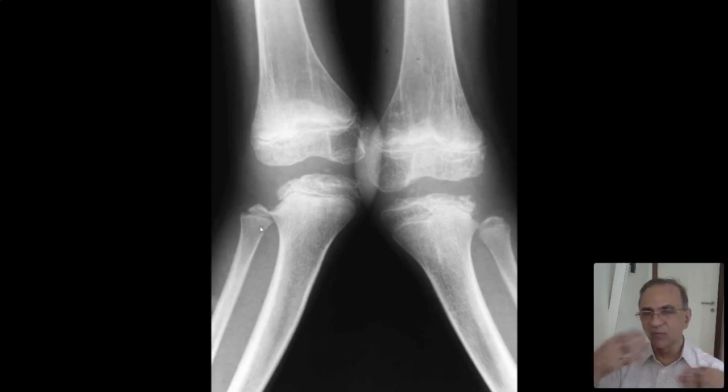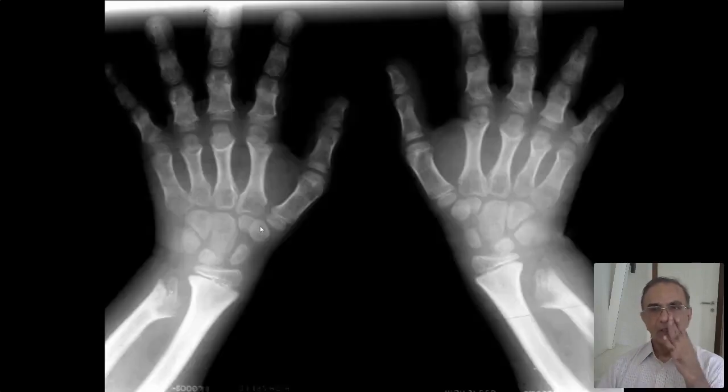So I'm just revising what we have seen already so that you get this into your head, that there are common diseases which have a classical pattern and you should not be making the wrong diagnosis. Okay, so we went through that. This is the lower end of the radius. This is another example of a metaphyseal dysostosis.